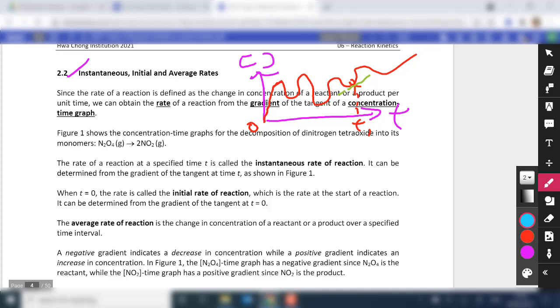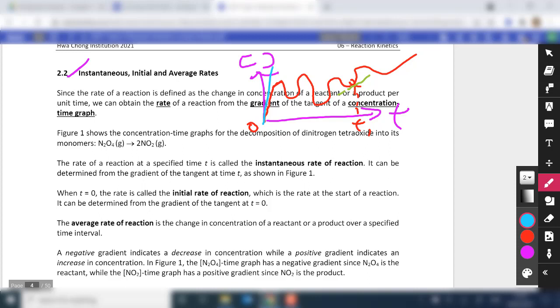So we are looking at this rate over here, the instantaneous rate at time equals zero. This is very important because most of the time we want to know at the start how fast is the reaction, and maybe over time how it changes.